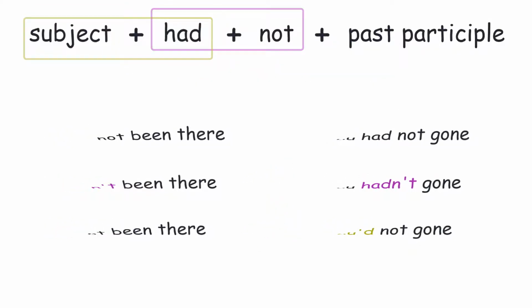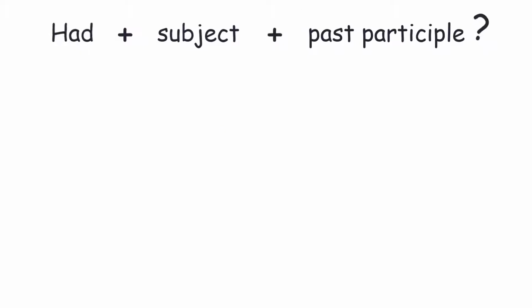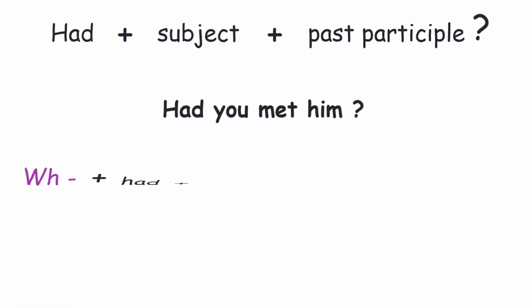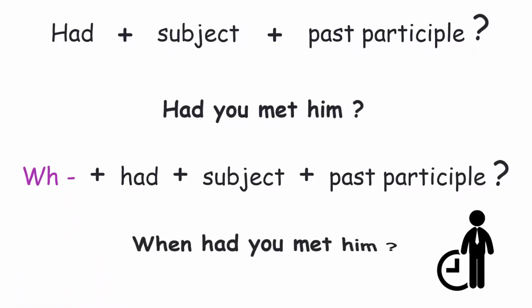To make questions, we invert the auxiliary verb had and the subject. Had you met him? And for WH questions, put the question word at the beginning. When had you met him?